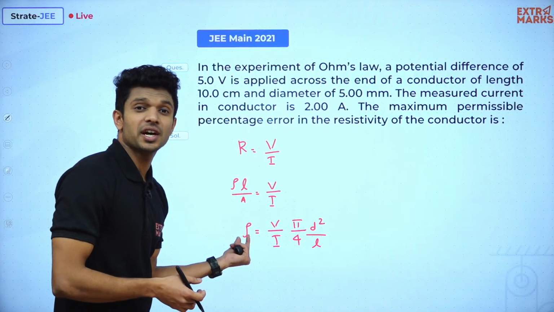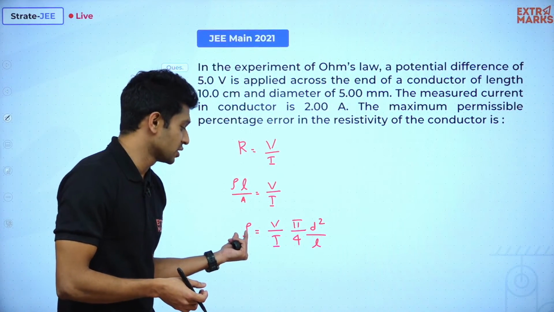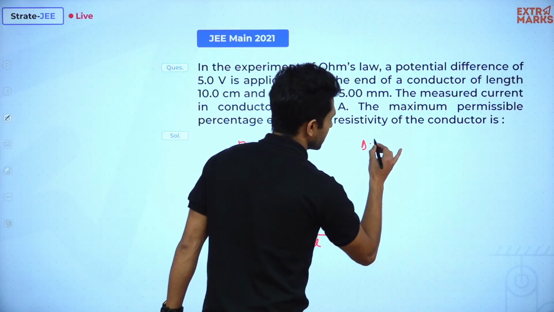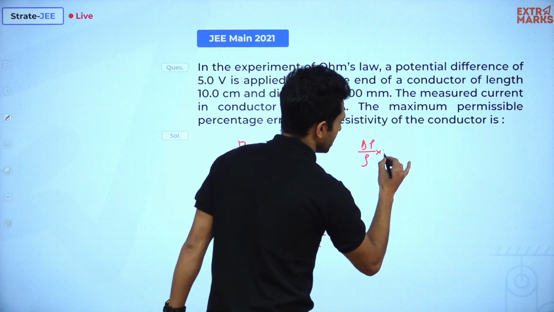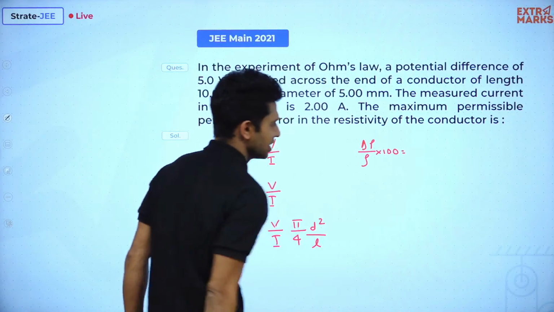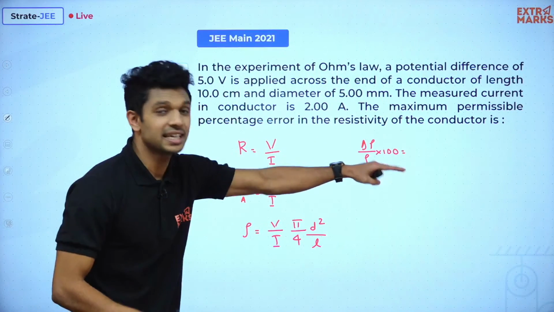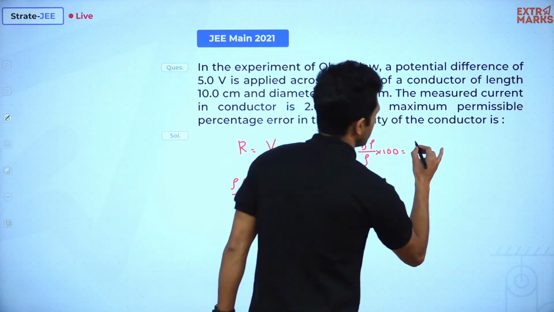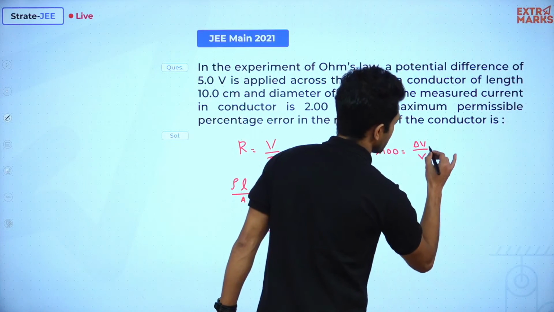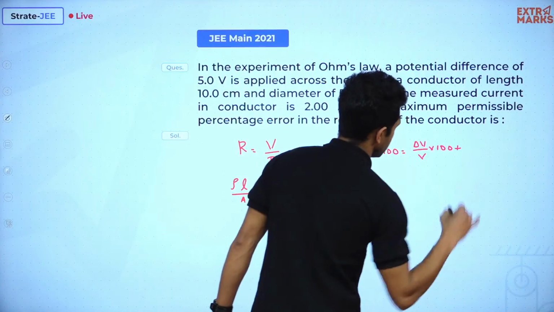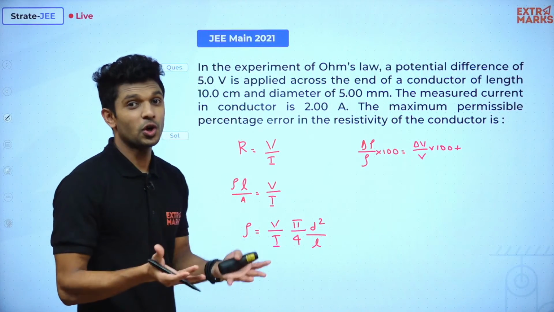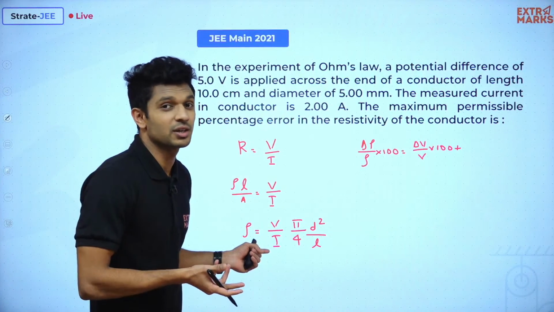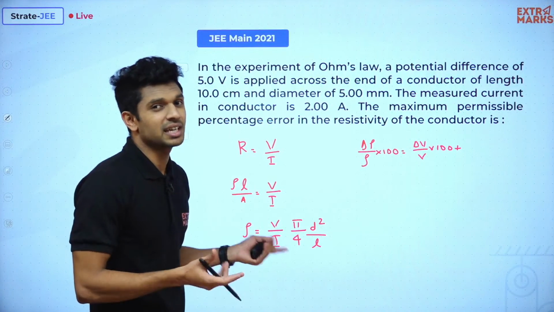So the question is to find out the error. Tell me what was the equation to find out the error here. Delta rho by rho into 100 is equal to, it's going to be bigger, so I'll be writing in the next line also. So that is going to be delta V by V into 100 plus delta I by I, we already have discussed in the chapter, in the 11th standard, though it is in the denominator, it will be coming with plus because errors always get added up.